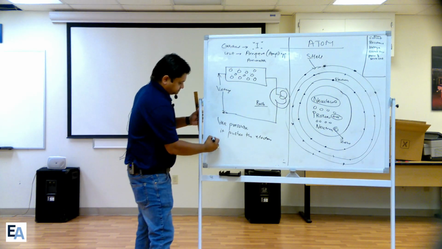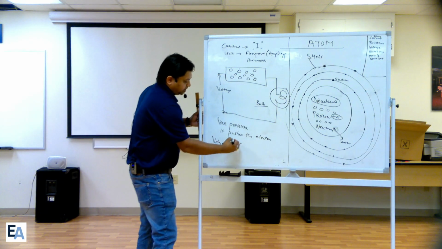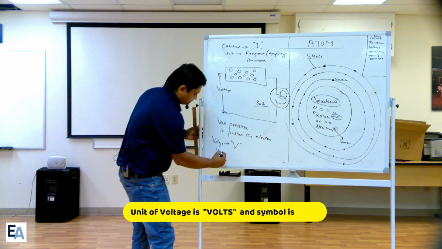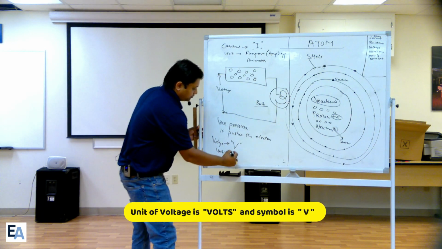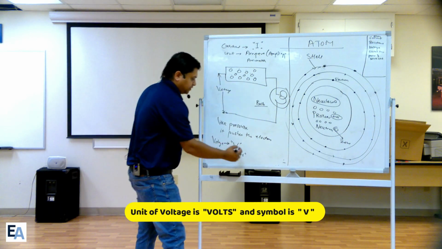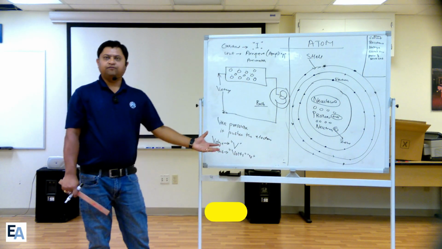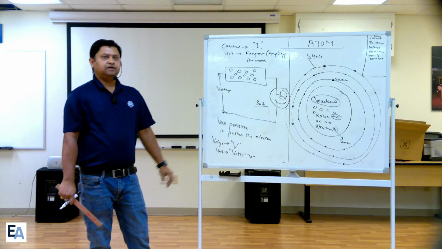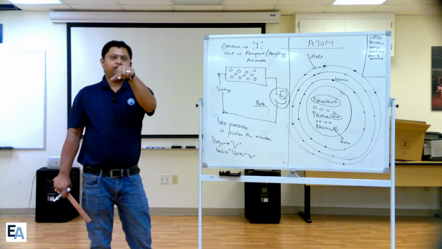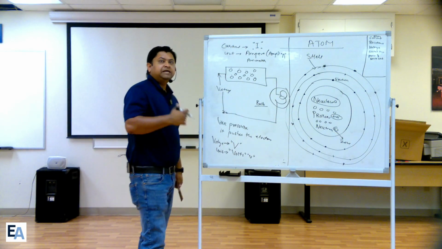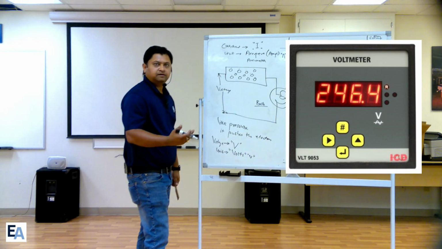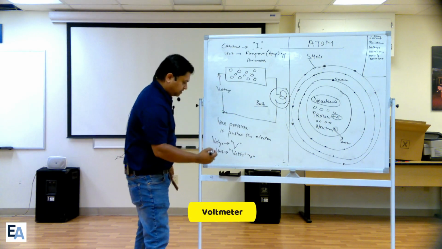For voltage, the symbol is capital V, V as in voltage. The unit of voltage is volts, V-O-L-T-S, and the symbol we use is capital V. So 110 volts, how do you say it? 110 V, volts. Then the meter which we use to measure the voltage is the voltmeter. Voltage meter means voltmeter.